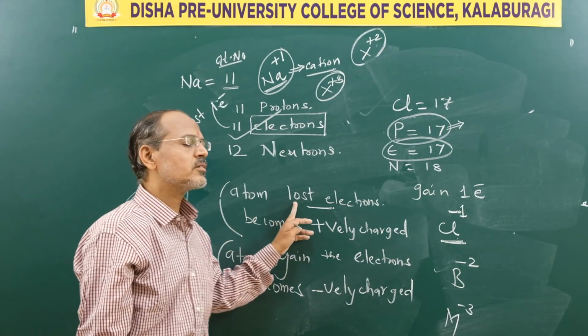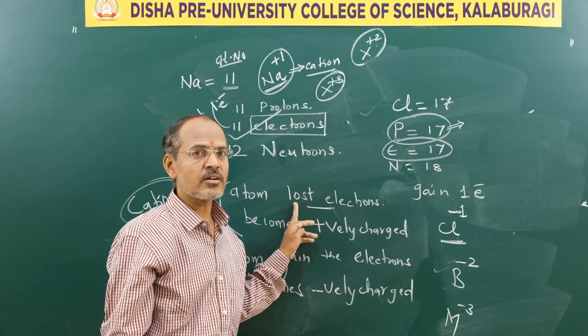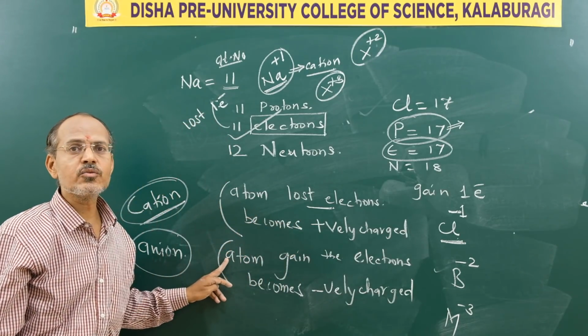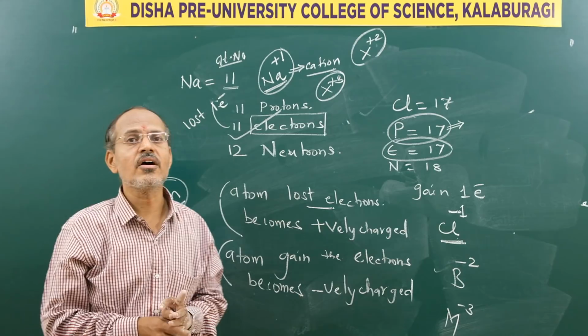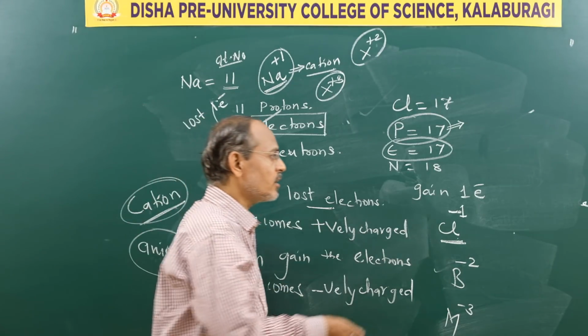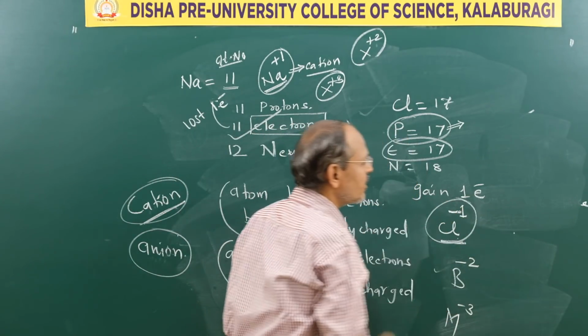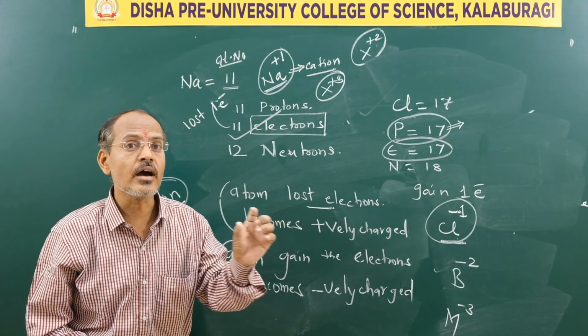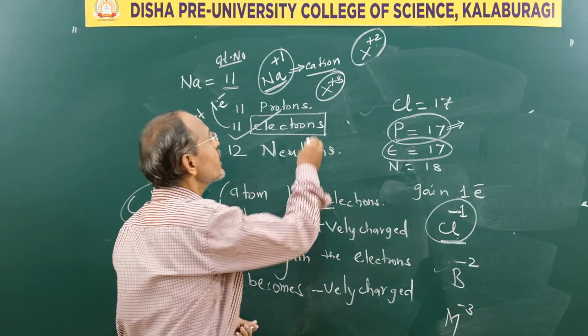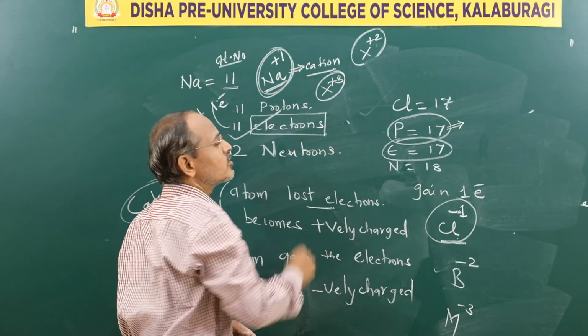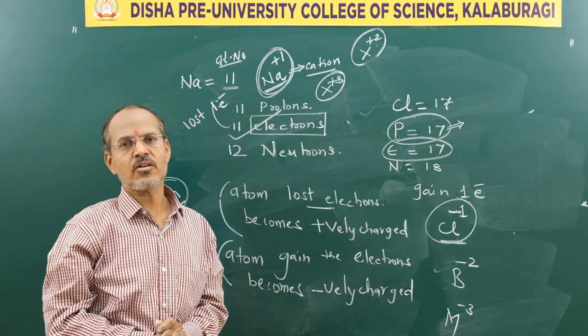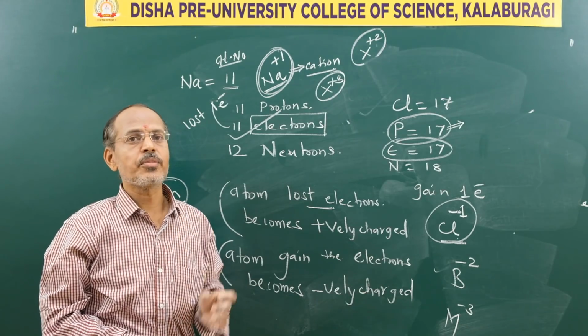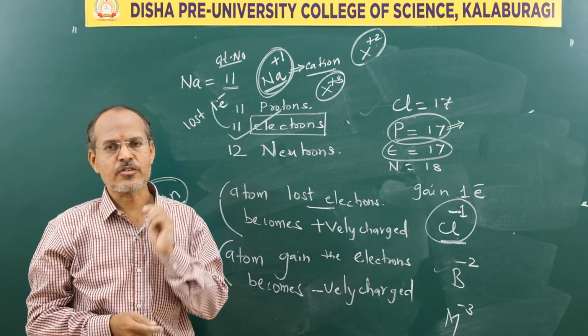Cation is formed after losing electrons. Anion is formed after the gain of electrons. So here I can say chlorine is an anion. Let me call it a chloride ion. And sodium is a cation because it lost the electrons. Okay, this is about the first point.